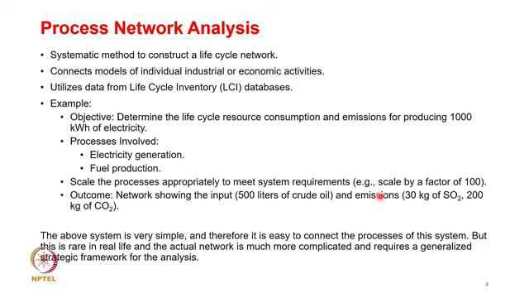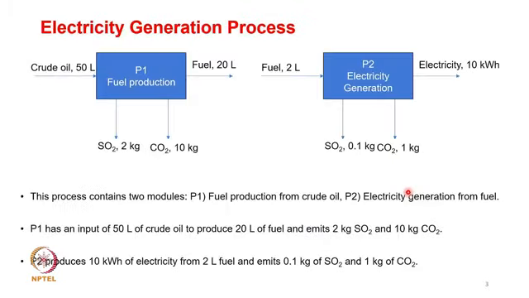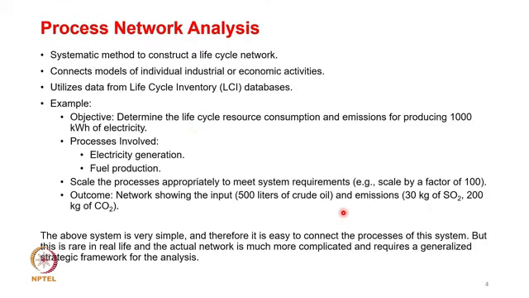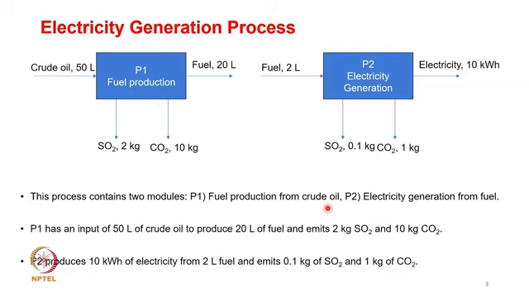So you have to scale up the process P2 by a factor of 100, then only it will give you 1000 kilowatt hour of electricity. As a result, you will also have to scale the other one by an equal percentage. So you will have to look for 500 liters of crude oil. Okay, so 500 liters of crude oil here would result in 200 liters.